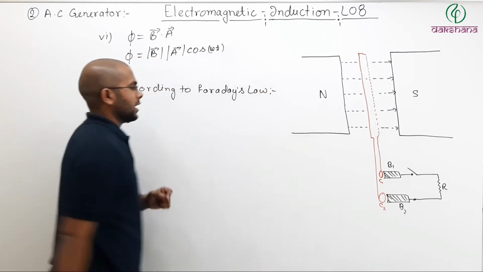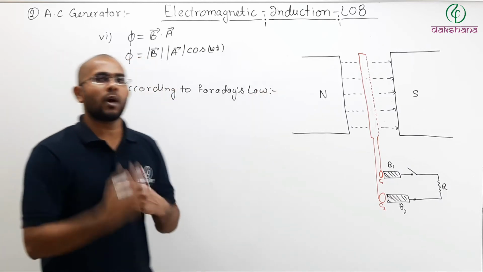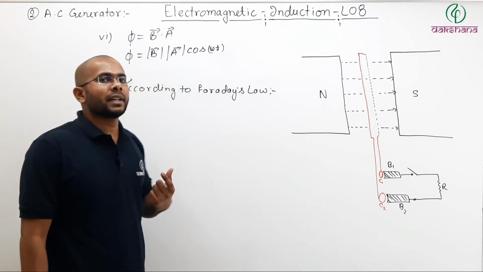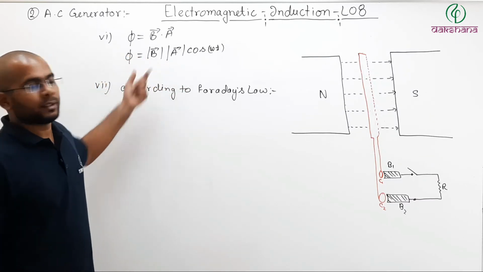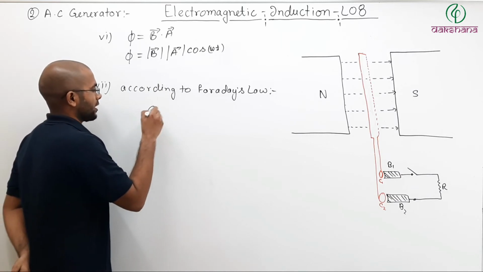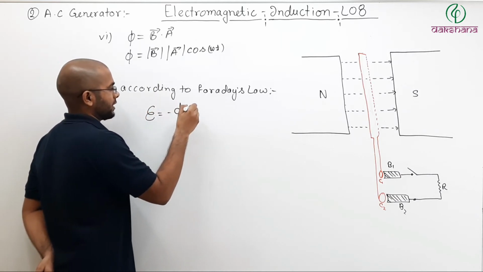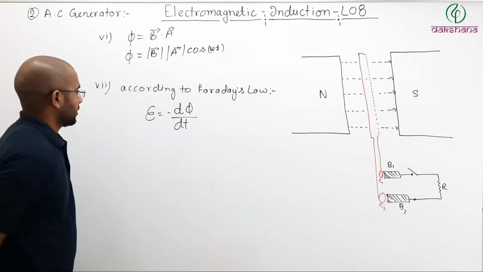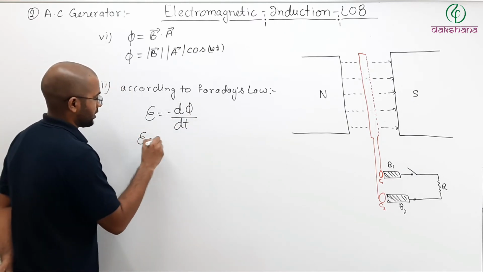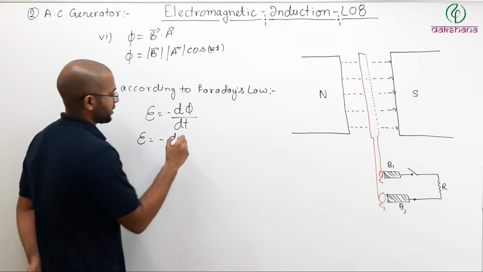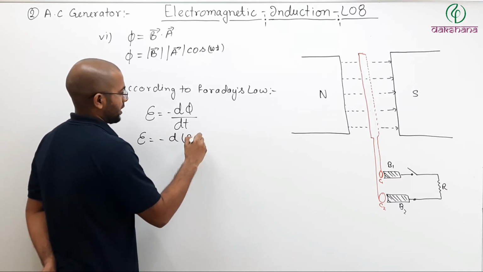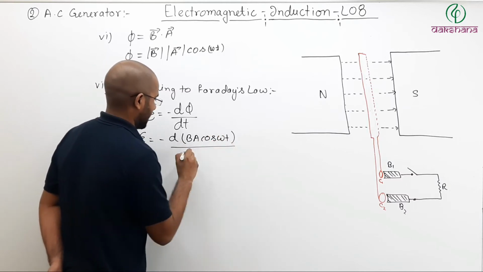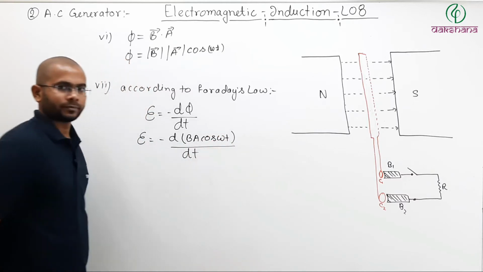According to Faraday's law, EMF produced in a coil which may have many number of turns may be written as minus of d phi by dt. So let us write EMF is nothing but minus of d phi by dt. Let us try to find out how much this is: minus of differentiation of B A cos omega t divided by dt.